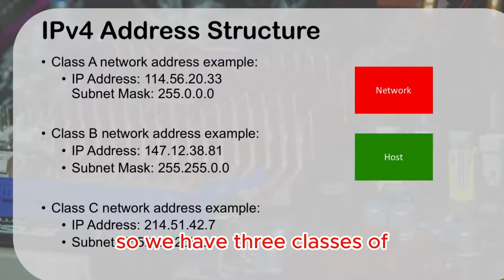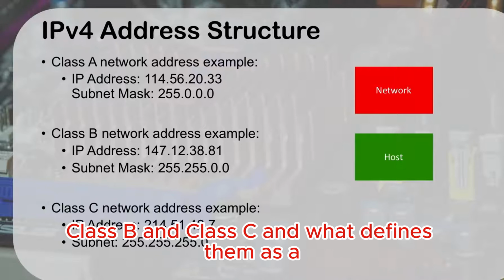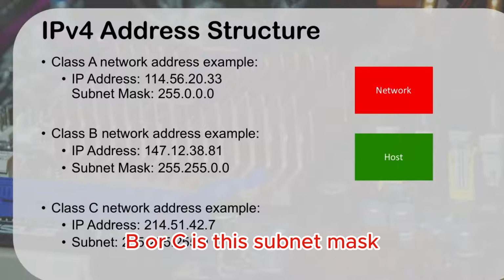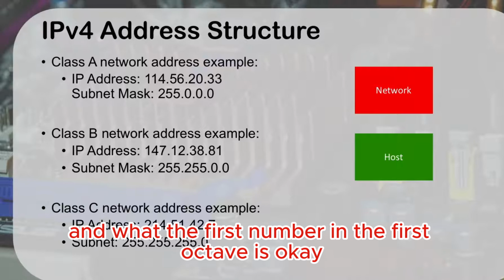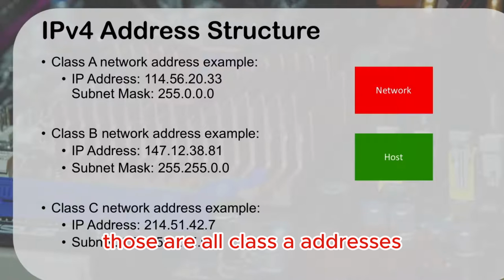So we have 3 classes of IPs that we talk about with IPv4. We have Class A, Class B, and Class C. And what defines them as A, B, or C is the subnet mask and what the first number in the first octet is, okay? So for Class A, it's going to be anything from 1 to 127. Those are all Class A addresses.